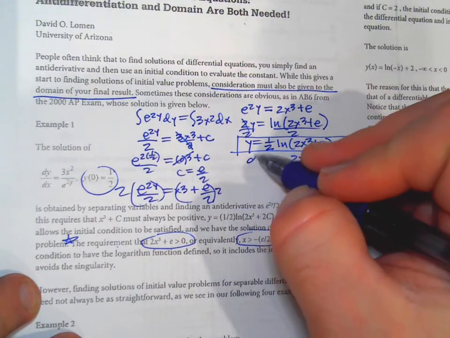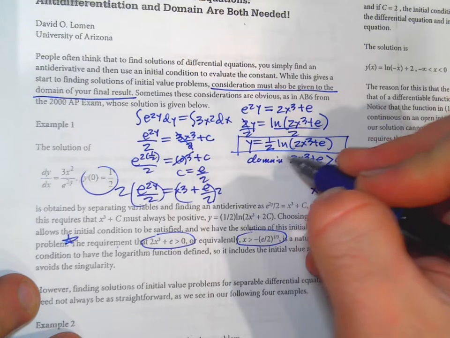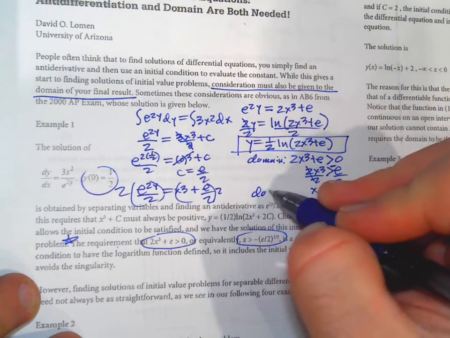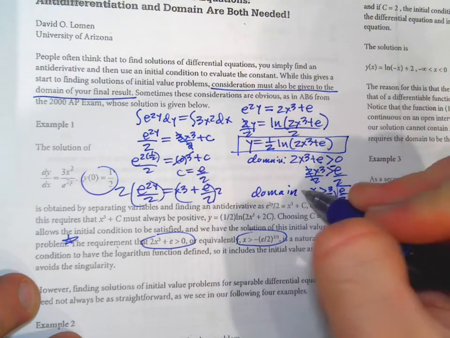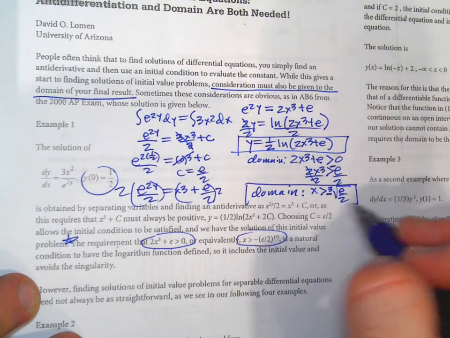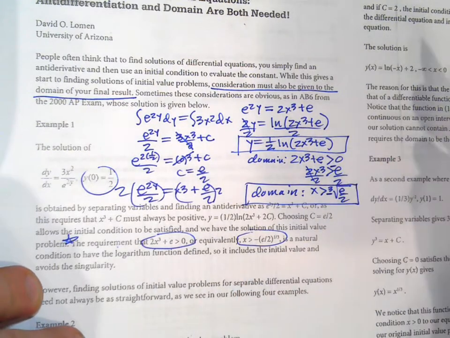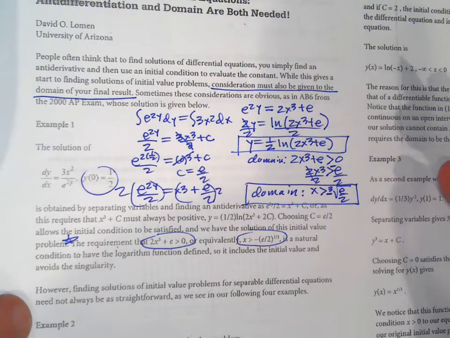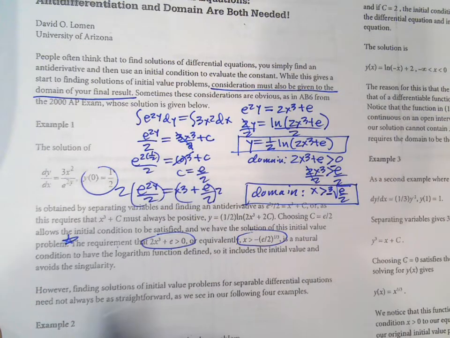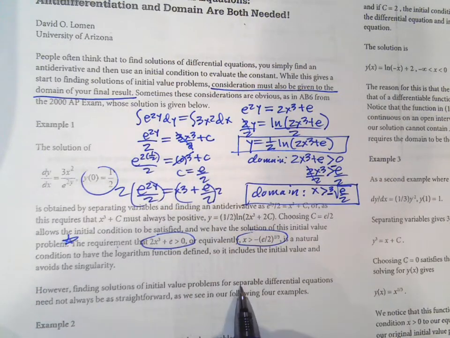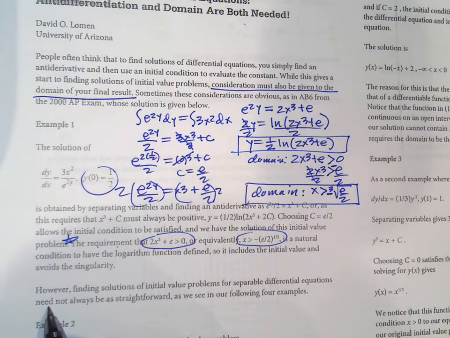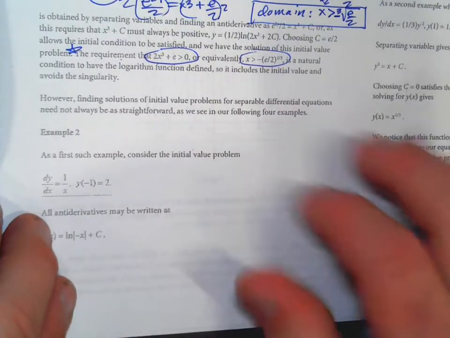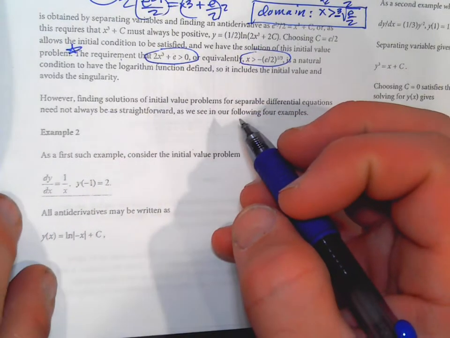You could say this is sort of the basic domain, but then when we solve it, this is the domain. And they're saying it's obvious just because that's the domain of your answer. Like if I ask for the domain, that's the domain. However, finding solutions of initial value problems for separable differential equations need not always be as straightforward, as we see in the following 4 examples. So this was kind of an easier one. These ones are going to have some other issues we've got to watch out for.